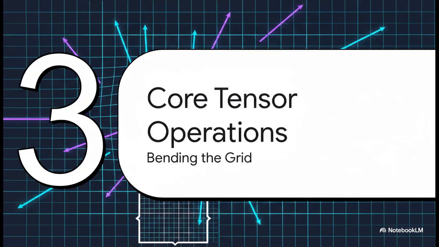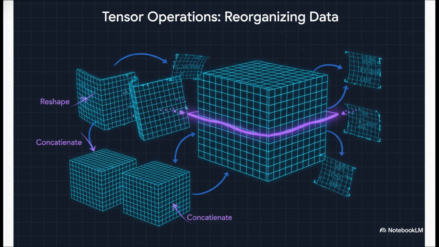All right, Section 3. Core tensor operations, or how we bend the grid. You are going to see these operations constantly in AI code. Reshape just rearranges the numbers into a different shape, kind of like pouring water from a wide bowl into a tall glass. Squeeze removes an axis that only has a size of 1, while unsqueeze does the exact opposite, adding a brand new axis of size 1.